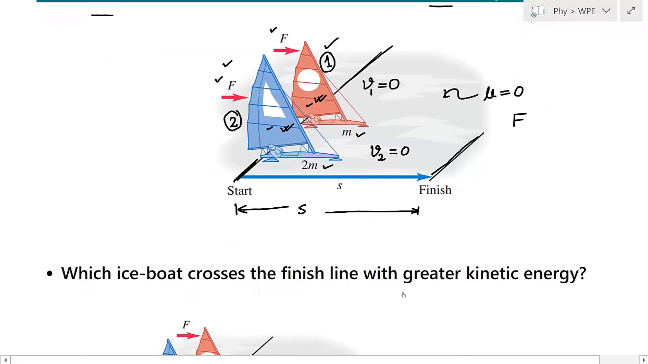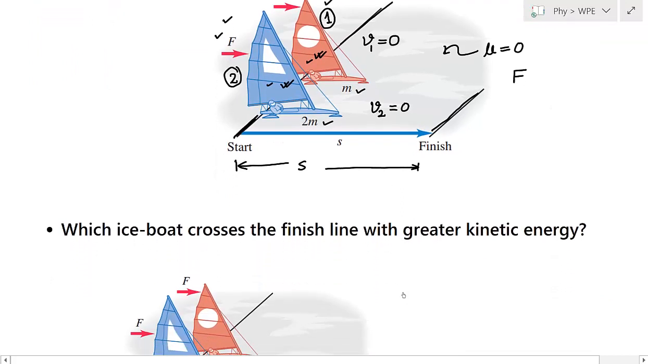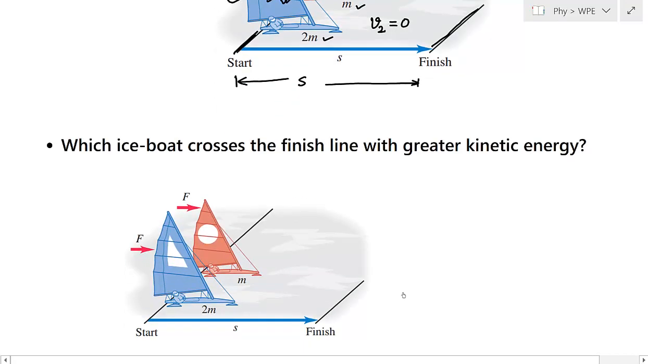So the question is, which ice boat crosses the finish line with greater kinetic energy? Which ice boat will have greater kinetic energy? Will kinetic energy 1 be greater or will kinetic energy 2 be greater? KE denotes kinetic energy, and 1 and 2 denote ice boat 1 and ice boat 2.